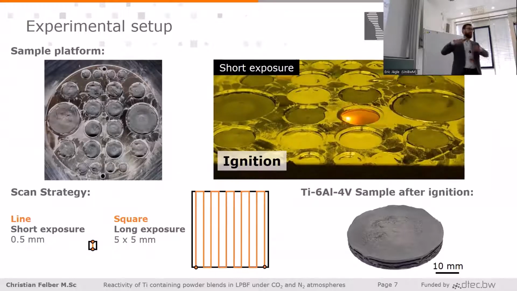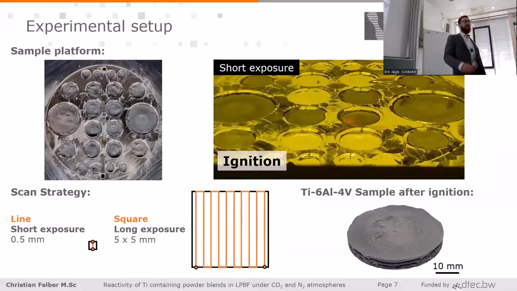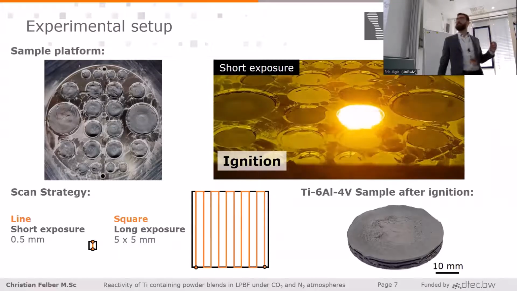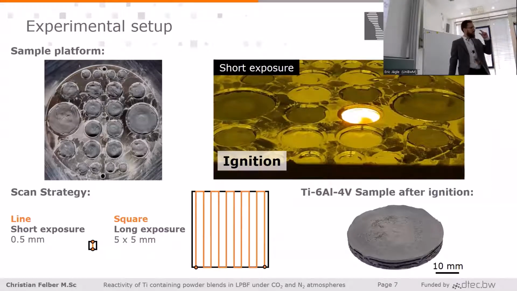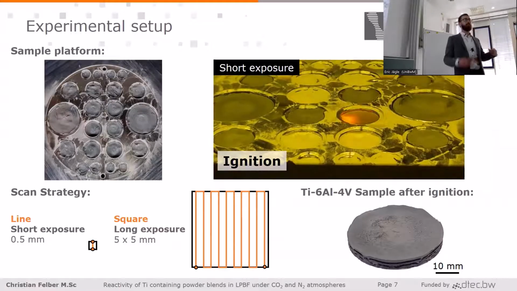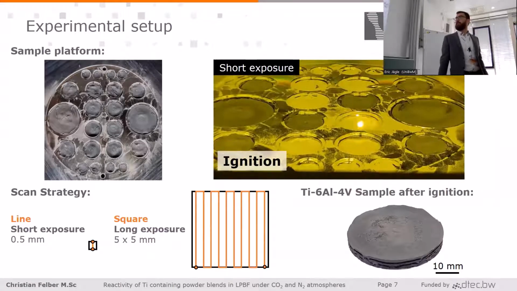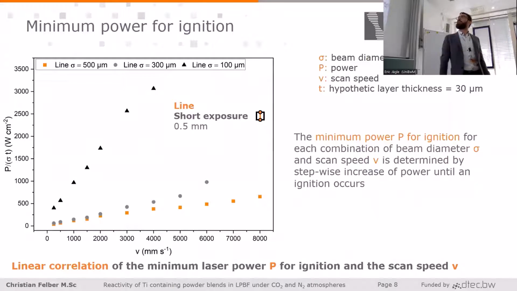And for what is now called ignition, I use different scan strategies. The first is a very short exposure strategy, only a small line of 500 microns. The other is a bit larger one of 5 by 5 millimeters, which is called square. What you can see in the results is that I started with my line exposure strategy. I use different beam diameters going from 100 to 500 microns. For each of these beam diameters, I set a certain scan speed and determined the minimum power I need for ignition. So I went up in steps of 10 watts until I saw an ignition.